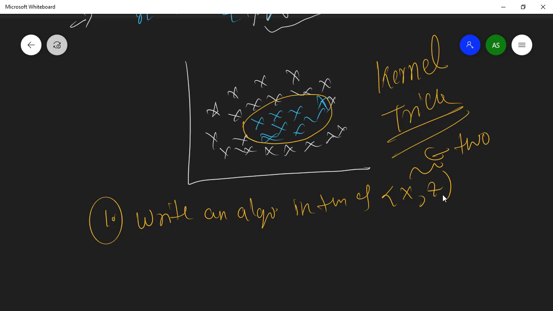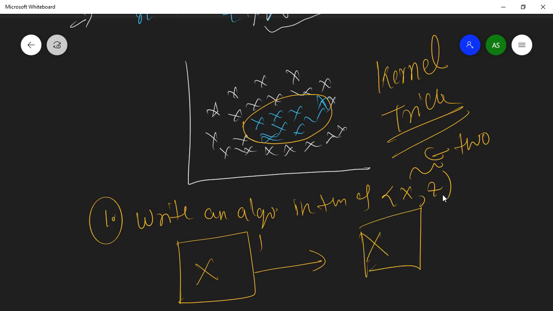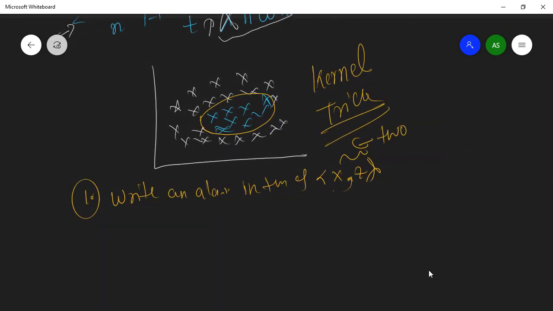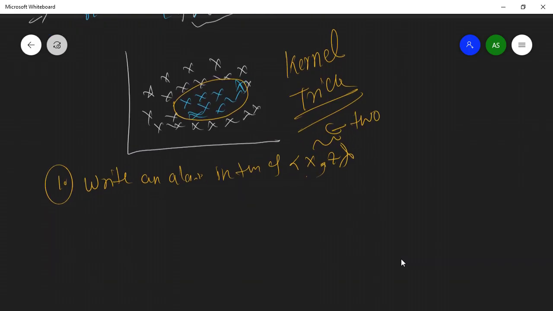Let me tell you what we do in nonlinear classification. We take our data x, and we transform our data, let's say from one-dimensional data to two-dimensional data. We transform our data from one-dimensional to two-dimensional, like this. So simply, in the kernel trick, we transform our data from one-dimensional to higher dimensional space. You will get to know what we are doing.